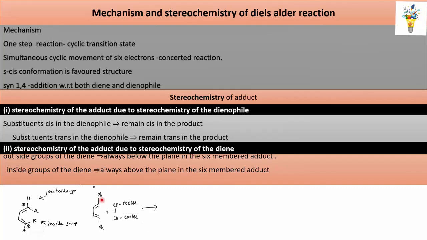Here the outside group and inside group positions are as follows. See the product. In this product, the outside group, the external group, is below the plane. So it is always below the plane in the 6-membered adduct. And the hydrogen is the inside group, so it is above the plane. Okay, right. And in the case of the dienophile, both are cis, so in the adduct the cis arrangement is also maintained. Clear?